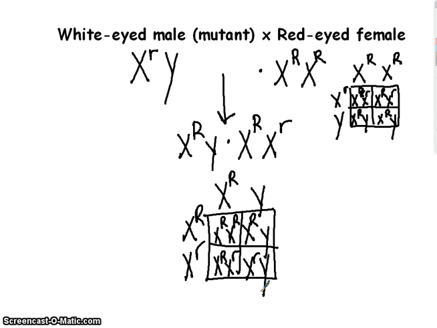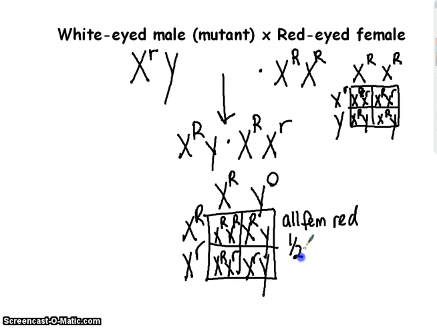If it was on the Y chromosome, then every male would get whatever it was. And he didn't get that. He got 50% of the males with red and 50% with white. So if it had been on the Y chromosome, every male would have had it. And that's not what he saw. He saw all females with red eyes.